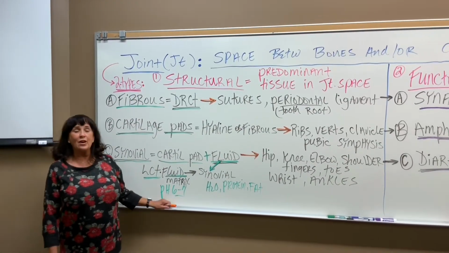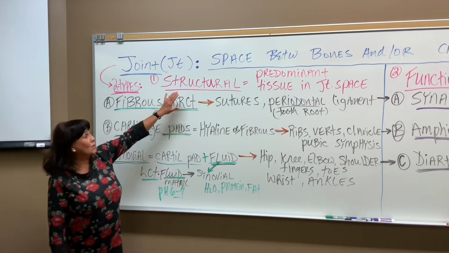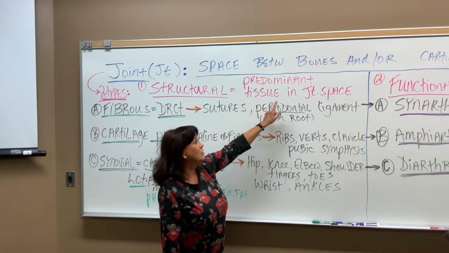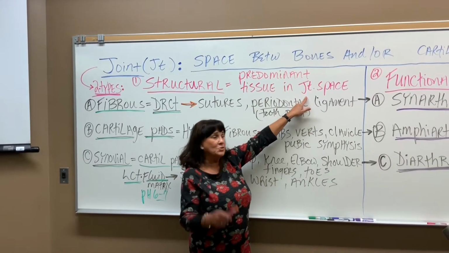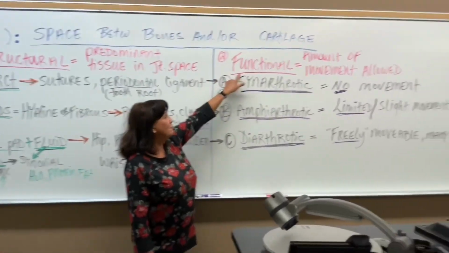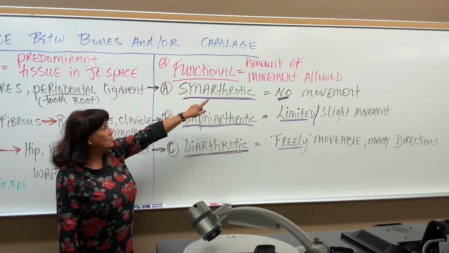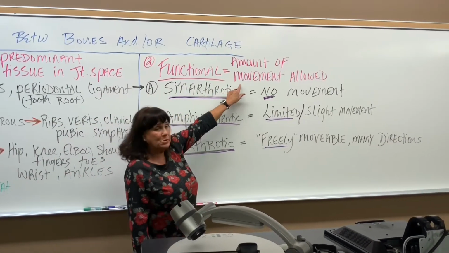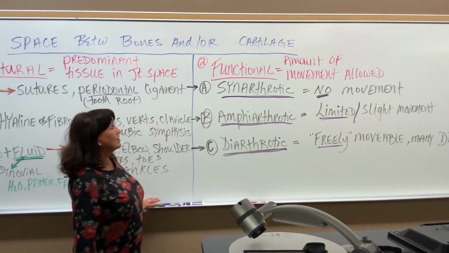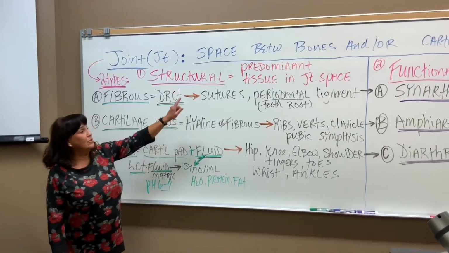All right, so on the board I have the classification. How do we classify all the joints in the body? Well, there's two ways. We can classify them on their structure. And so what does this mean by structure? The predominant tissue in the joint space, okay? What's in that little space between the two joints? Or we can do it by functional classification. We can say, what is the amount of movement allowed in that joint space? How much movement is occurring, okay? And that's called functional classification. So the two main categories of joints are structural and functional.